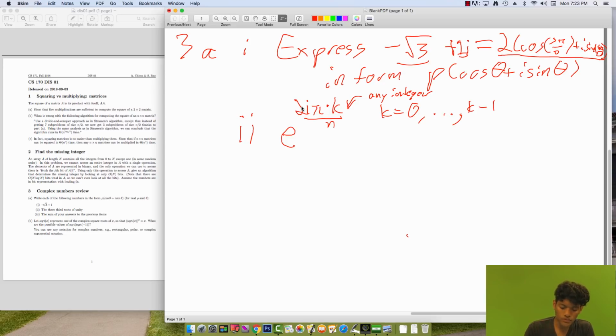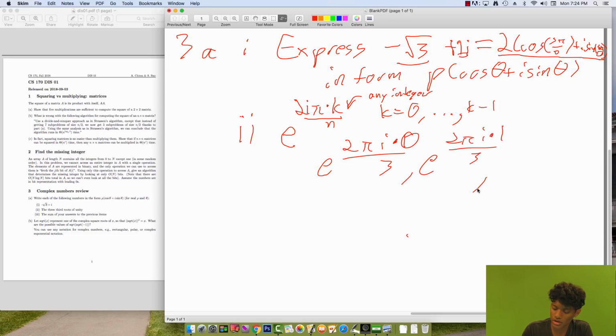Okay. So what we need to do is plug in 3 for n and our different values for k. So we have e to the 2 pi i times 0 over 3, e to the 2 pi i times 1 over 3, and e to the 2 pi i times 2 over 3, which gives us 4 pi i over 3. Okay, so these are our third roots of unity. Great. So now let's look at part 3.